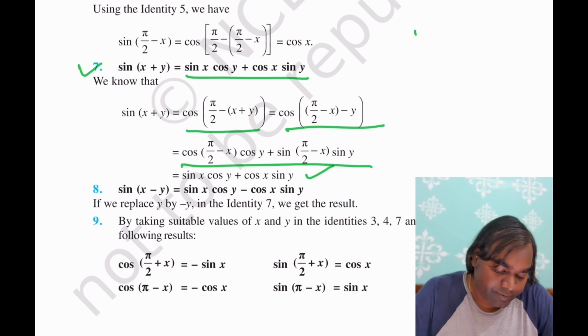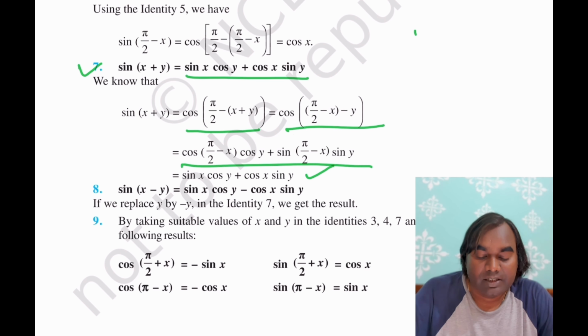Similarly, sin(x − y) = sin x cos y − cos x sin y, and this can be obtained by replacing y by −y in identity 7, sin(x + y).